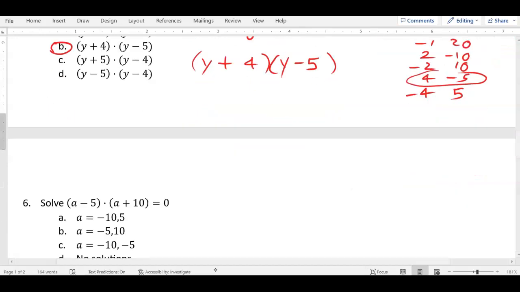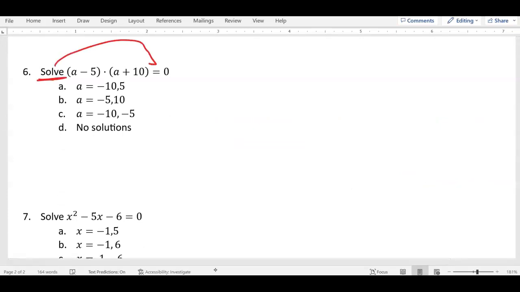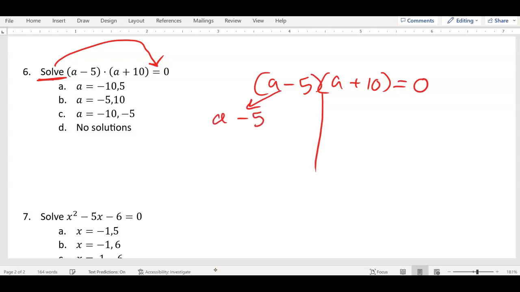Okay, cool. All right, number 6. If I'm solving this, to solve is when you're going to set them equal to 0. Okay, so you split it and you do a minus 5 equals 0, a plus 10 equals 0. You set both of these equal to 0. And then you solve. So the opposite of minus 5 is plus 5.